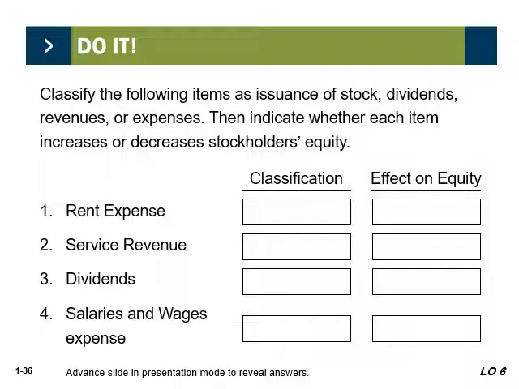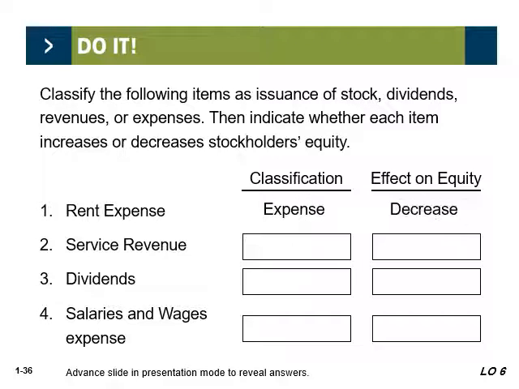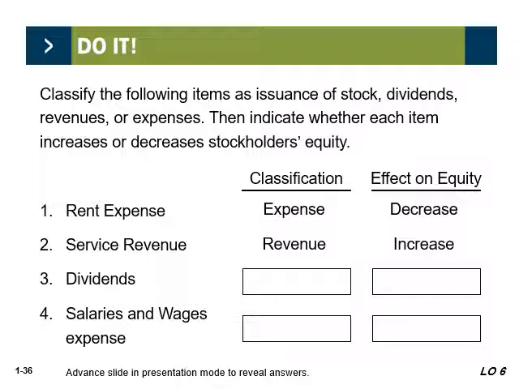Now we have a number of items. We can classify these items into issuance of stock, dividends, revenue, or expense. As we can see, rent expense is an expense. What is the effect on equity? Decrease. Service revenue is a revenue. What is the effect on equity? Increase. Dividends is an equity item.